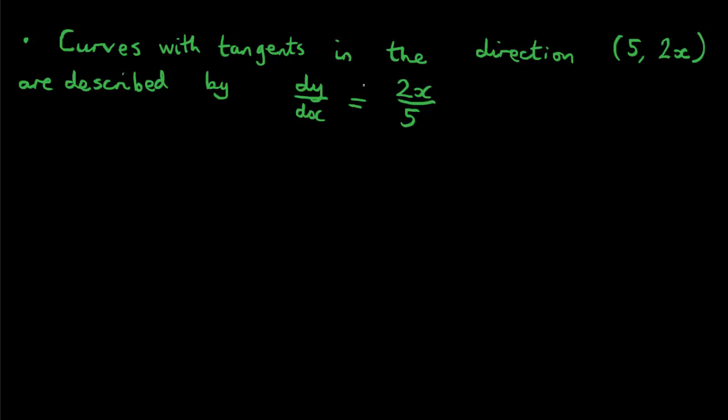So dy by dx is equal to 2x over 5. Can we solve this? Well, again, hopefully yes, because this is a fairly straightforward ODE that we can solve just by integrating. If we integrate the left-hand side with respect to x, it becomes y, and if we integrate the right-hand side with respect to x, we get x squared over 5 plus a constant.